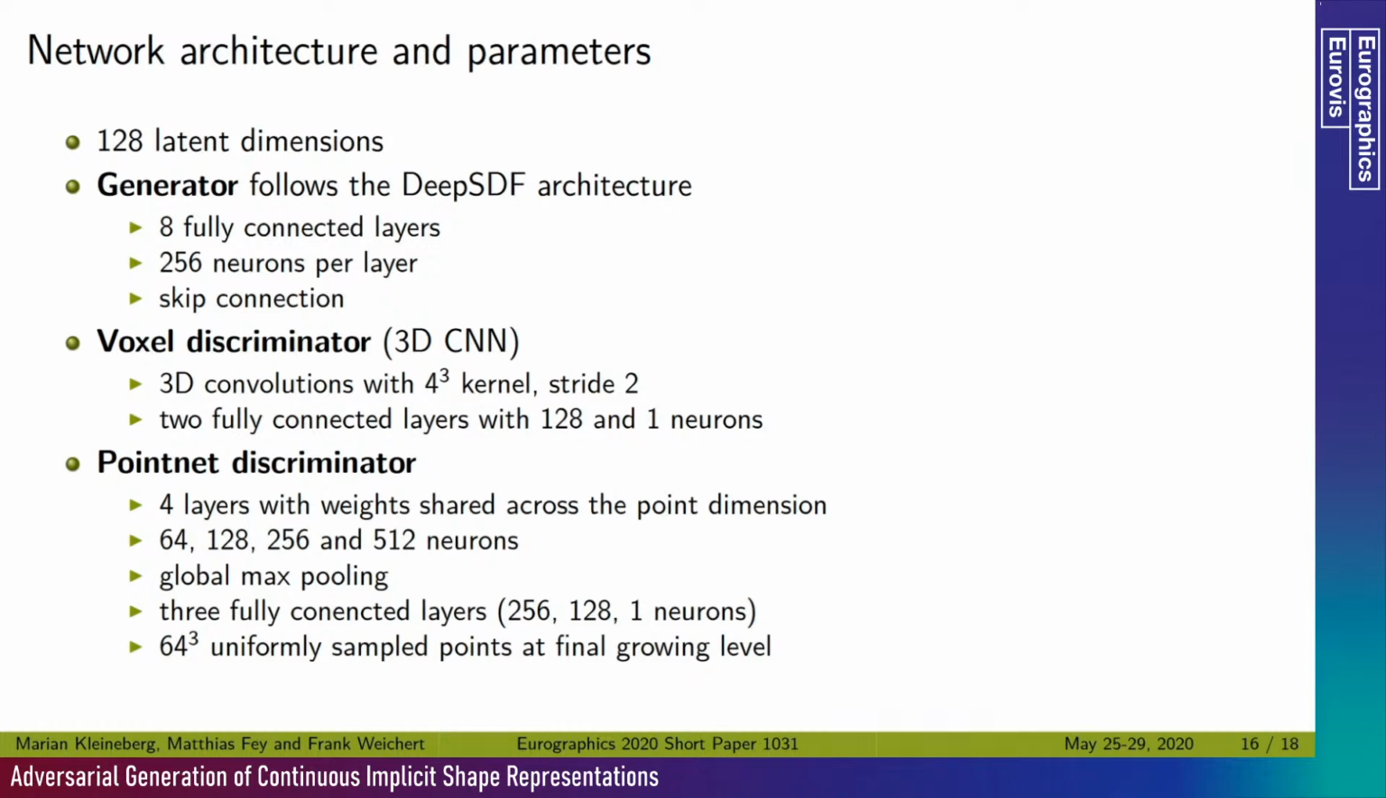For the Pointnet-based scans, we use Pointnet sizes of 64 to the power of 3. That means they have the same amount of information as the voxel volumes we use for the voxel-based scans. This is in both cases at the final step of progressive growing.